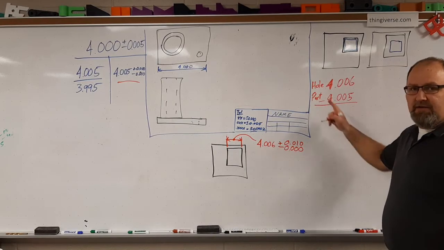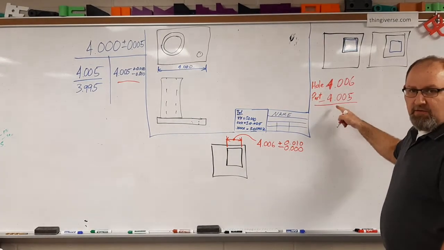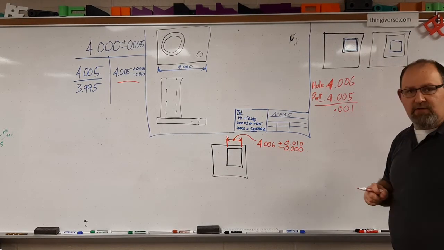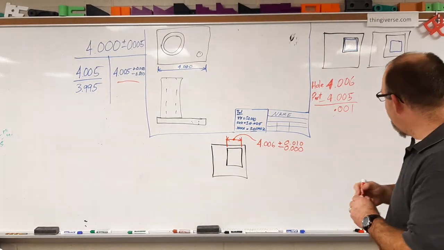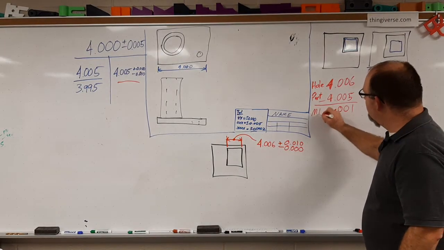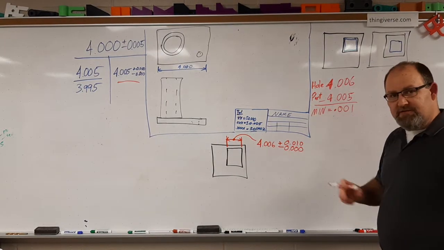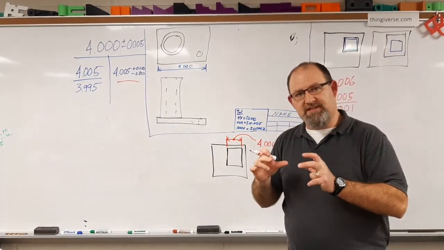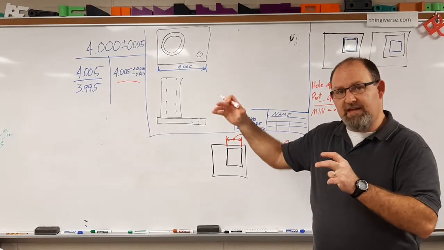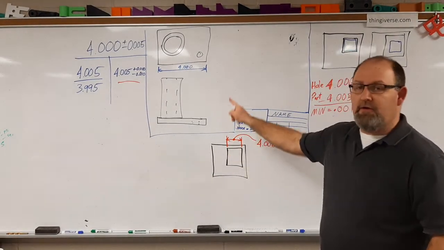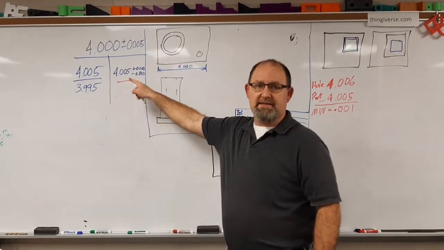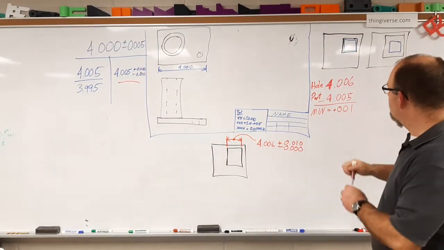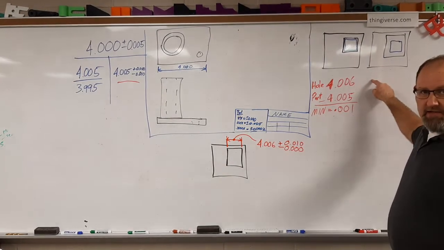If I subtract those out, 4.006 minus 4.005, what we are left with is 0.001. Okay? What that means is the minimum allowance or tolerance between one part and another, if these parts are made within spec and they meet specification, at the smallest hole and at the largest plate, we're going to have at least a thousandth of an inch, 0.001. Okay?